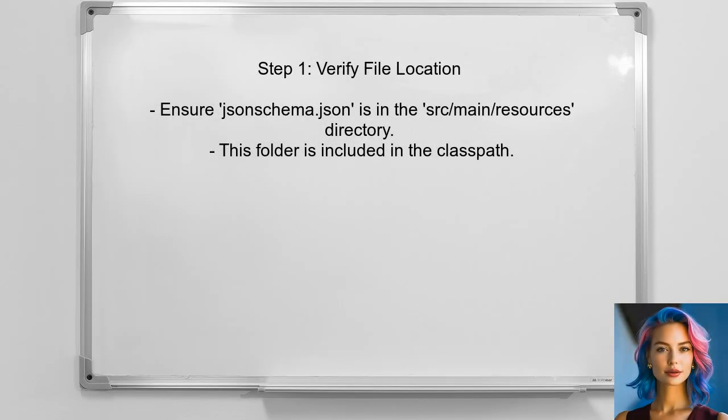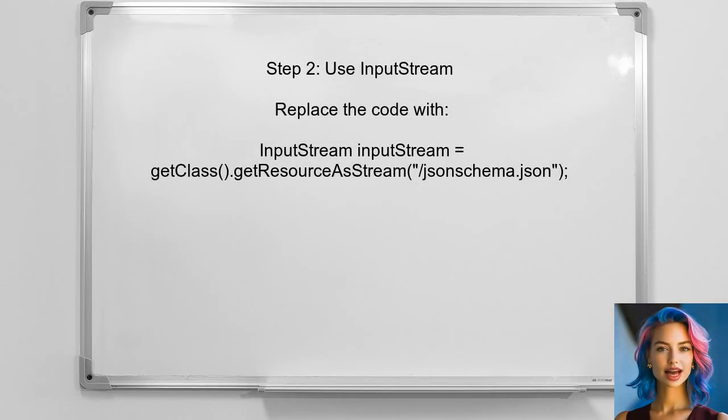To read a file from the Resources folder in Spring Boot, the user should first ensure that the file is correctly placed in the Resources directory. This is typically located under the main source folder. Next, the user should modify their code to use the input stream instead of trying to create a file object. This is a more reliable way to access resources in a Spring Boot application.